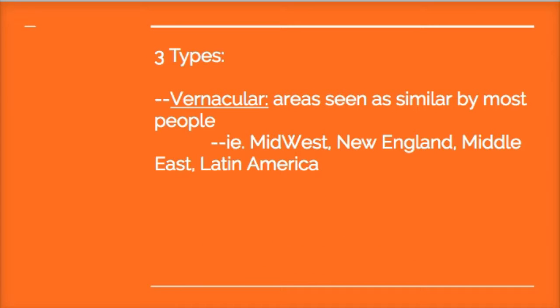All right, the third type is vernacular, and that is areas seen as similar by most people. So these are commonly accepted regions that most people know already. So the Midwest is the one that we would be in. And so that's kind of that collection of middle states in the United States of America. New England, up by New York and Maine. The Middle East, Latin America. These aren't formal titles like that formal region. However, most people use them regularly. Copy this down. When you're done, replay the video.